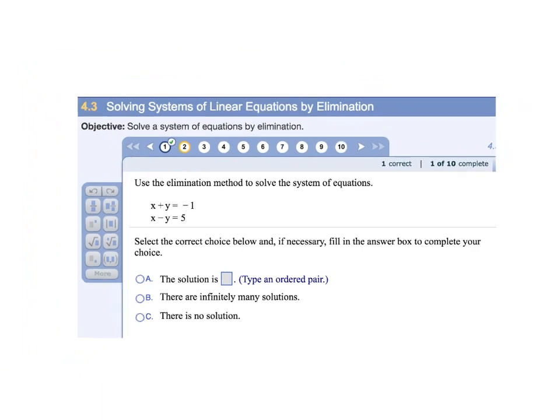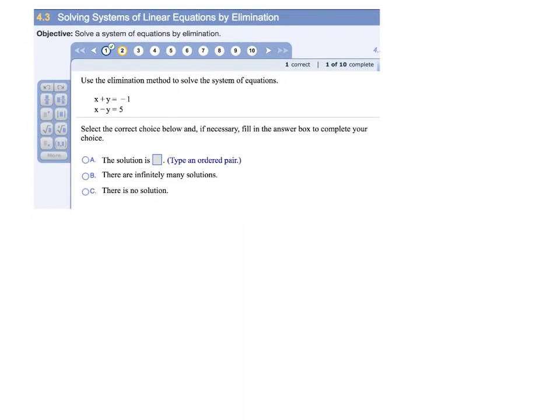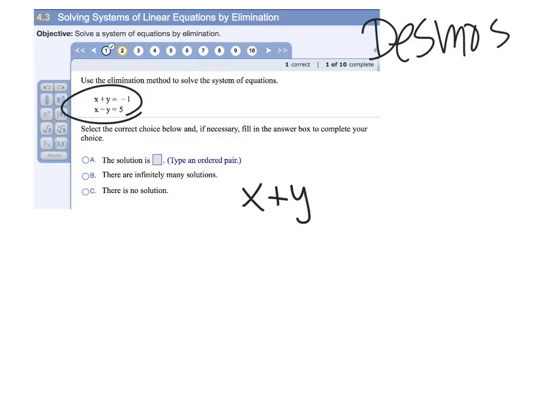All right, it says use the elimination method. Now, first thing I want you to do is consider going to Desmos and graph these two equations and look to see if those lines intersect at a nice, convenient location. But I'm going to show you the elimination method. So I'm going to rewrite these two equations right here. And I'm going to look for opposites, something that will cancel.